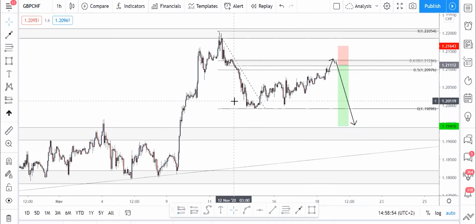So guys, this is a simple signal, full of confluences. Once it's completed, we're going to review it and see what we can get for another entry.